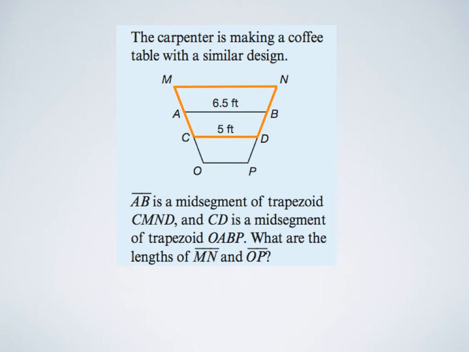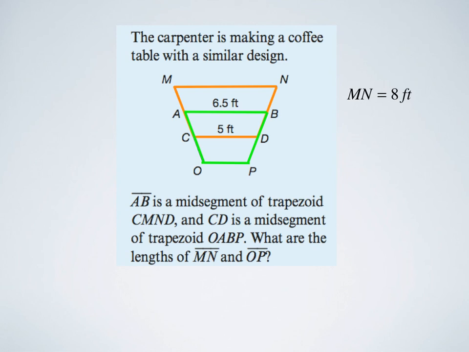So let's look at this top trapezoid. If AB is the mid-segment and AB is the average of the two bases, I can see AB is 1.5 feet greater than the smaller base, so MN would be 1.5 feet greater than the mid-segment. MN is 8 feet. Now let's look at this lower trapezoid, which is outlined in green.